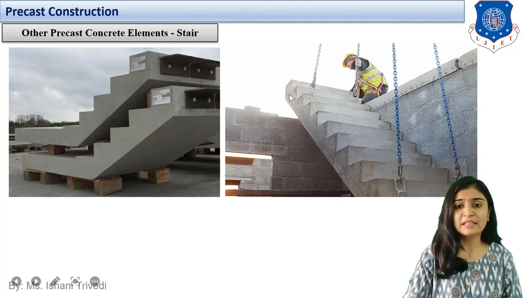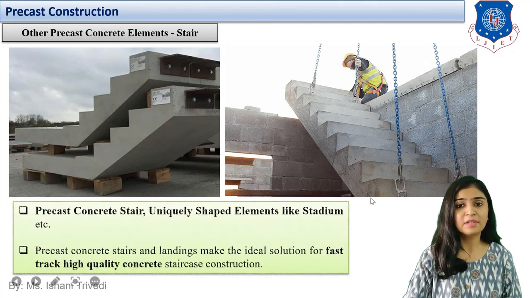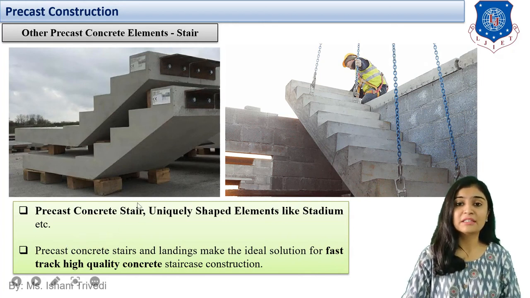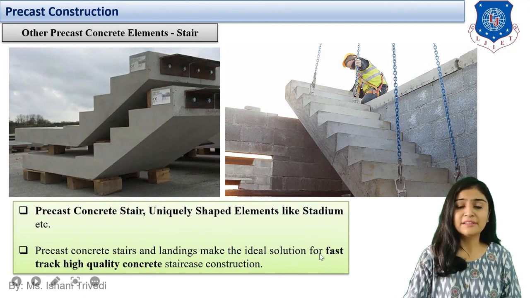Over here you can see that a precast concrete staircase is being lifted with the help of chains and hook bars, and it will be placed in its position. Necessary joints will be provided and it will be connected. So these are the uniquely shaped elements, or say precast concrete staircases. The stairs and landings make the ideal solution for fast track, high quality concrete staircase construction.